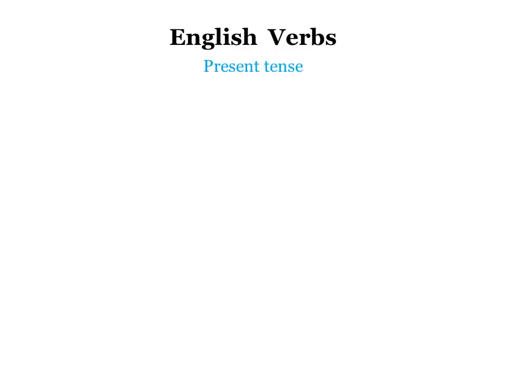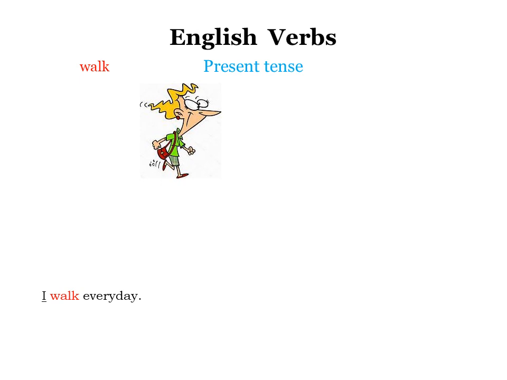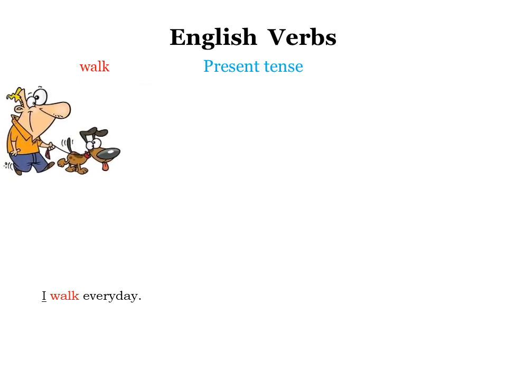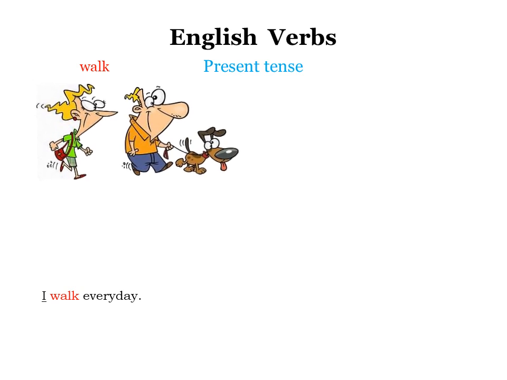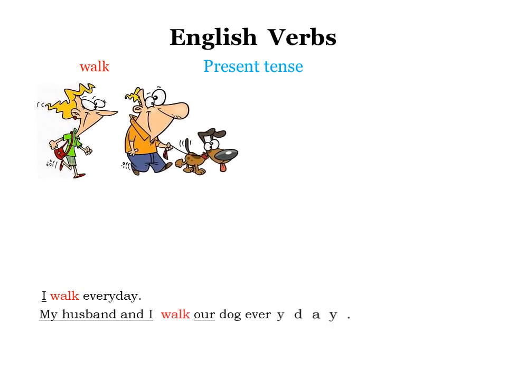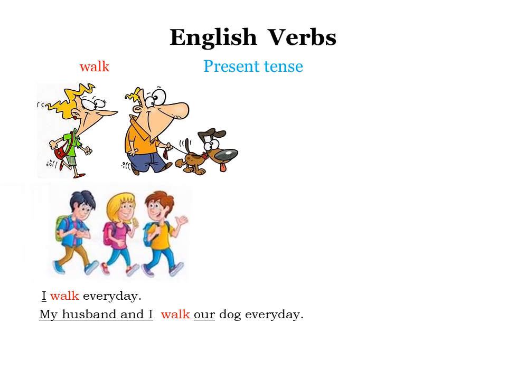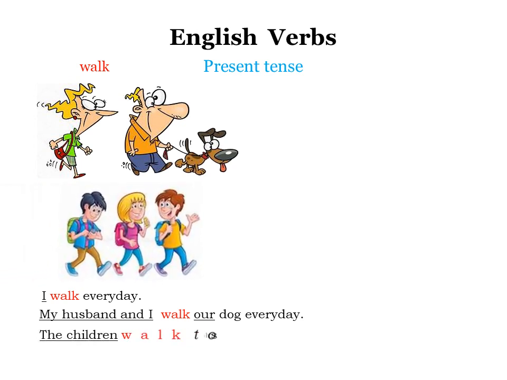English verbs. Present tense. Present tense seems pretty easy. For example, the verb walk. I walk every day. My husband and I walk our dog every day. The children walk to school every day.